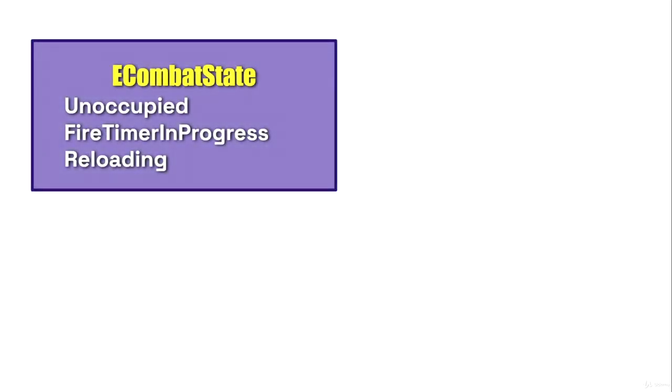Welcome back. We're ready to start restructuring our code. Now the first thing we're going to do is create our combat state enum, and we're going to put that in the shooter character class.